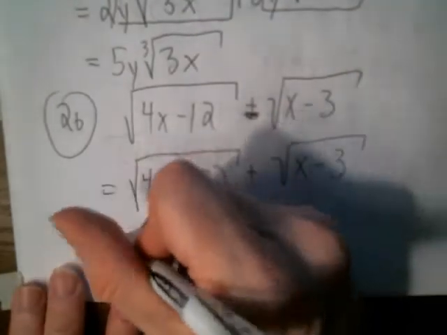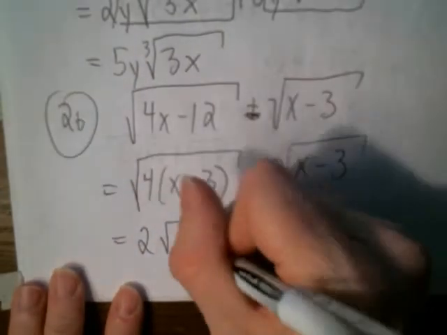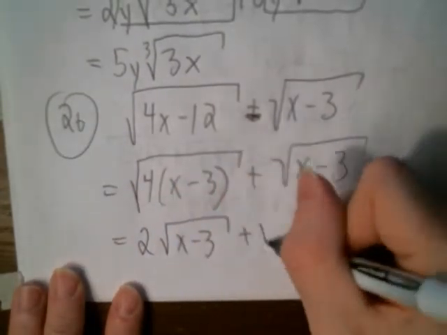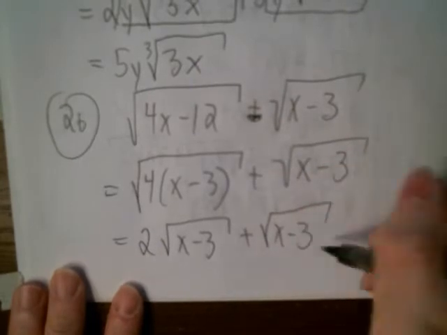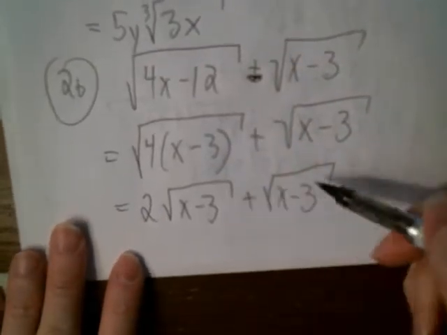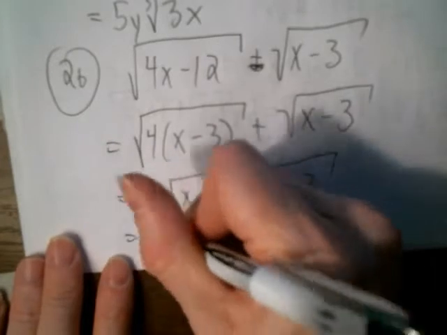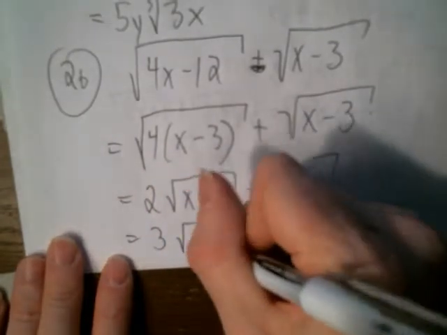Square root of 4 is 2. And then square root x minus 3, plus square root x minus 3. So there's 2 of these and 1 of these. That gives you 3 of them. So you have 3 square root x minus 3's.